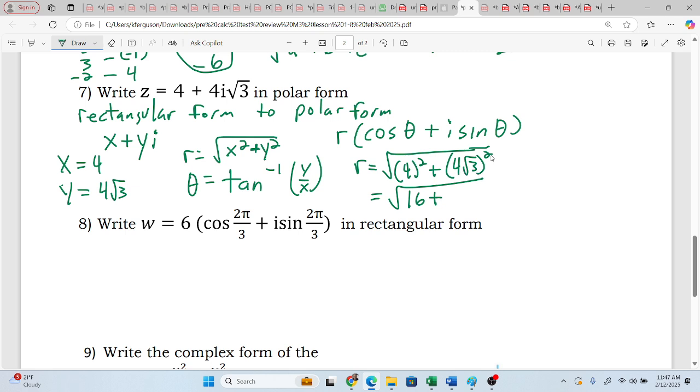Well, I know 4 to the second power is 16. I got that. But what's the square root of 3 to the second power? Remember, square roots and squares are opposites, right? So what I end up getting is 3. So I'm going to have 16 times 3, or 48.